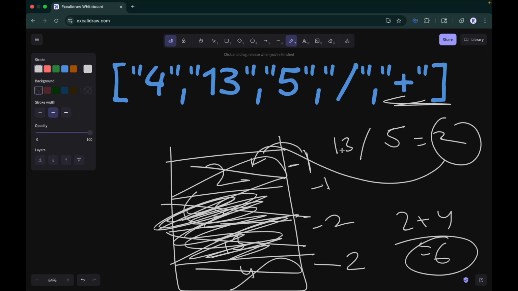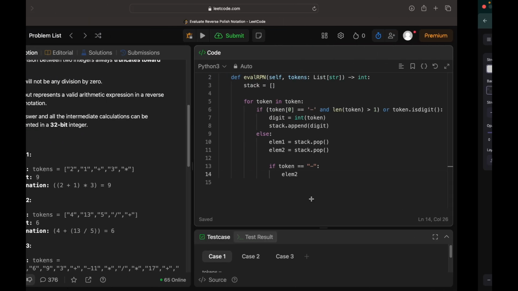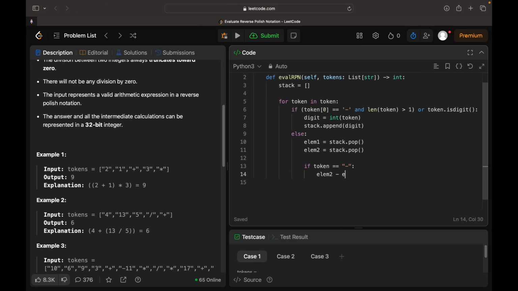So when we had 13 divided by 5, we took -2, so the element 2 minus the element 1, right? So I think that's how it goes. And then you can just append that to the stack, I believe. So yeah, stack.append element 2 minus element 1. Now, if the token is equal to plus, in that case, we will do stack.append element 2 plus element 1.